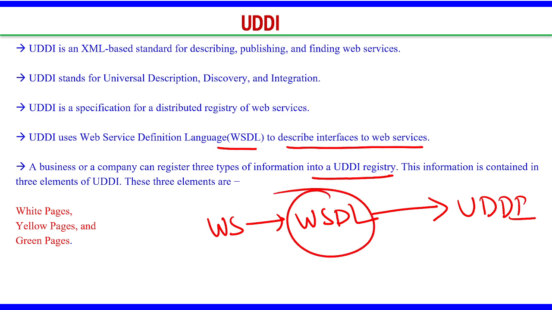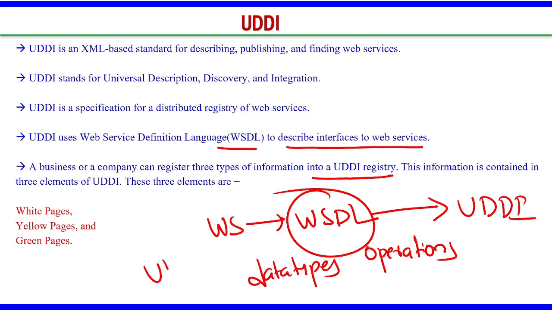Why? The WSDL file contains the technical details. It contains the operations or methods, the data types, and the URI, the link to access the WSDL file. All technical information about the particular web service is there. But how do I know who is the seller of that web service, who created it, and how much money they will charge? Those things are also required.